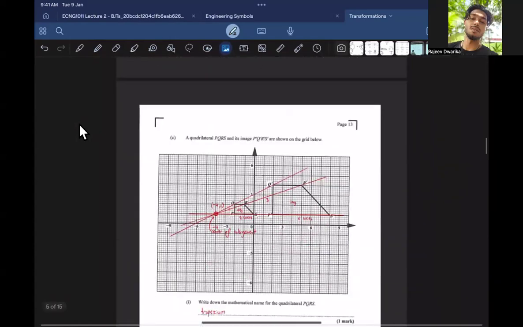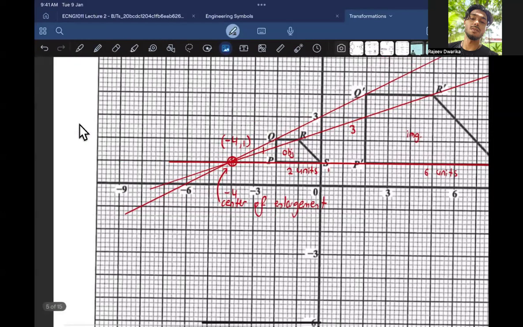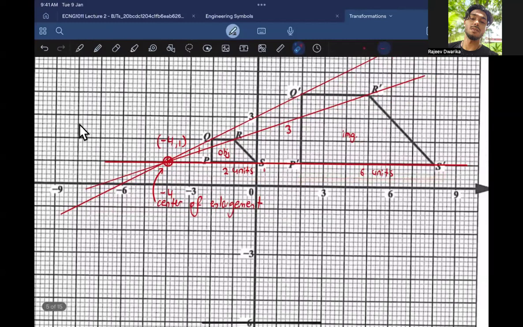So in this situation, we are making the object bigger. Enlargement. We care about two things: center of enlargement and scale factor. To find scale factor, you take any image side and divide it by the object side. This side was 2 units long, and this side is 6 units long. 6 divided by 2 is 3. So how many times bigger is the image? It's 3 times bigger than the object.